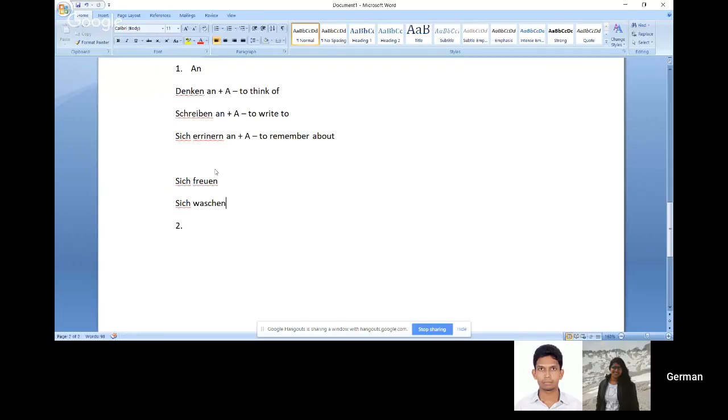Ich freue sich an meine Schwester verheiratet. Verheiratet, V capital? V capital. Yes, verheiratet. Okay. Ich wasche sich an meine Kleidung. Ich wasche sich an meine Kleidung.